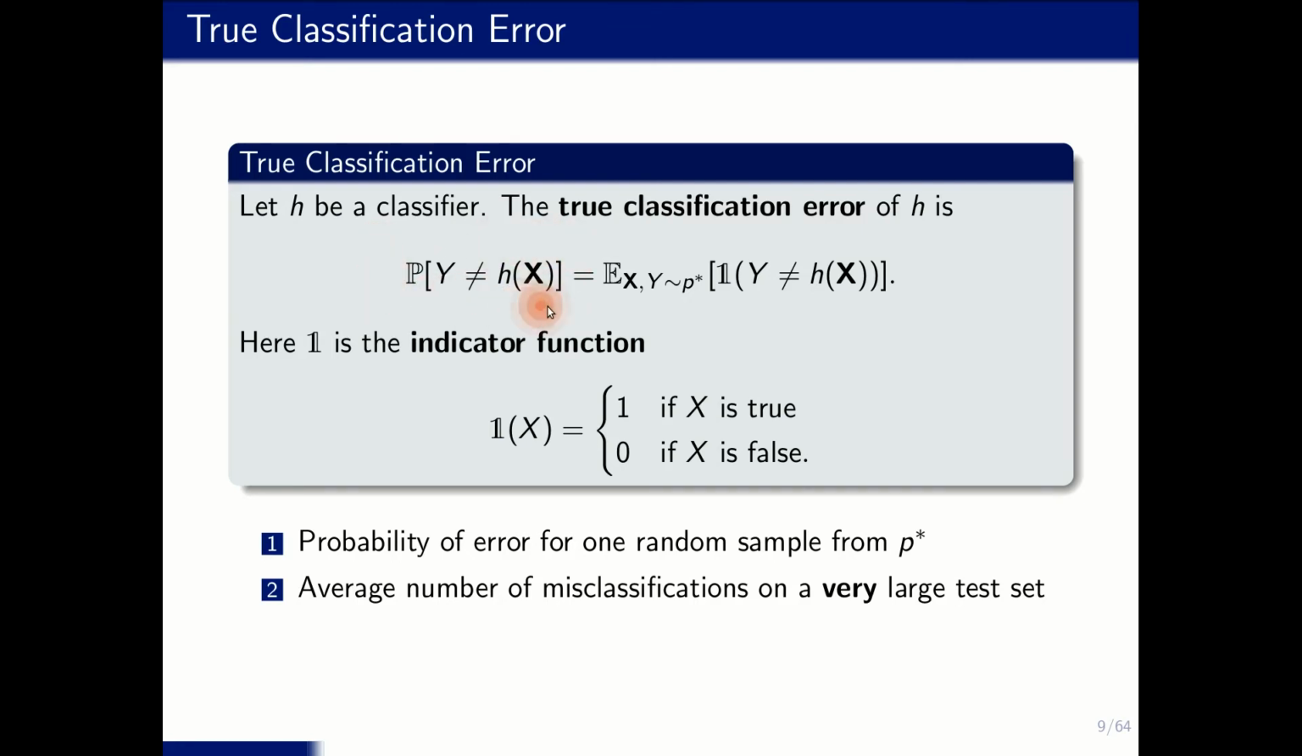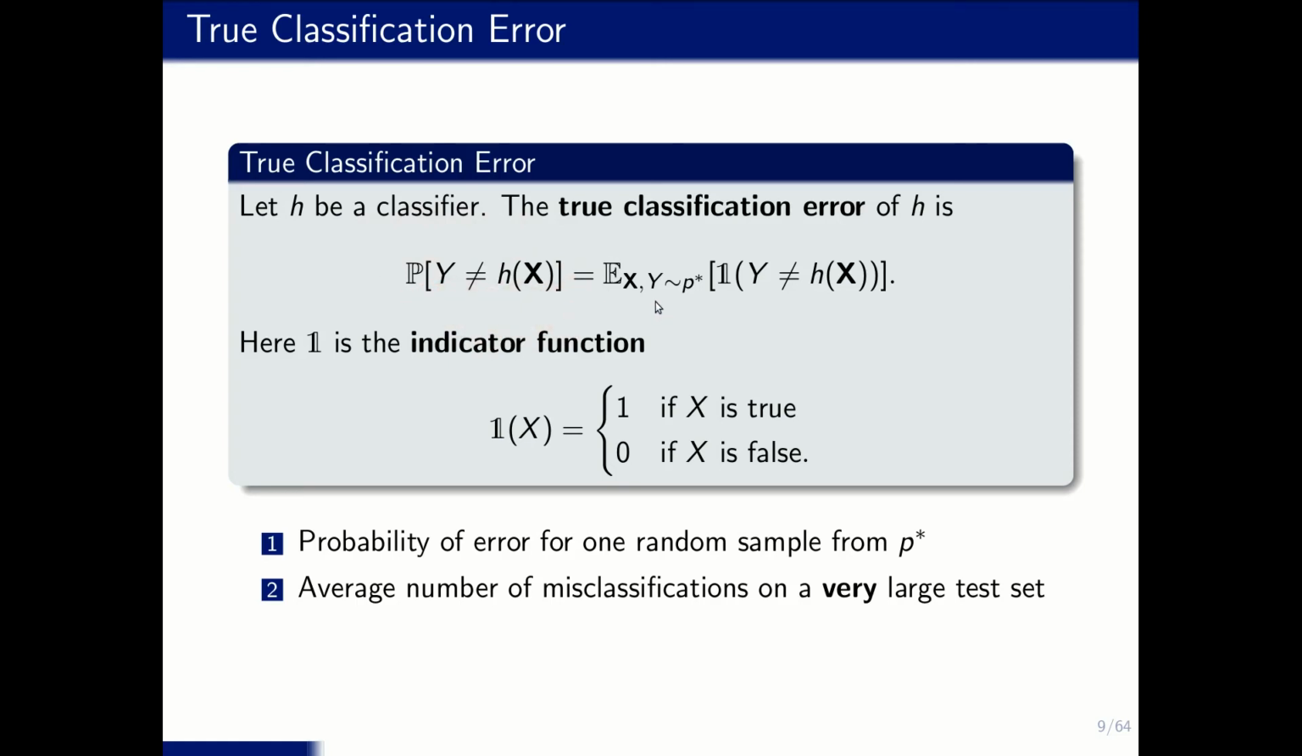Recall the training data is actually drawn from some distribution P star. Now we take one more sample from this P star, which is not in our training data. Essentially we take a test sample, and we are uncertain about the input features and the labels. So the input features and labels are random variables, and we ask how likely we will misclassify the next sample. This is the true classification error.